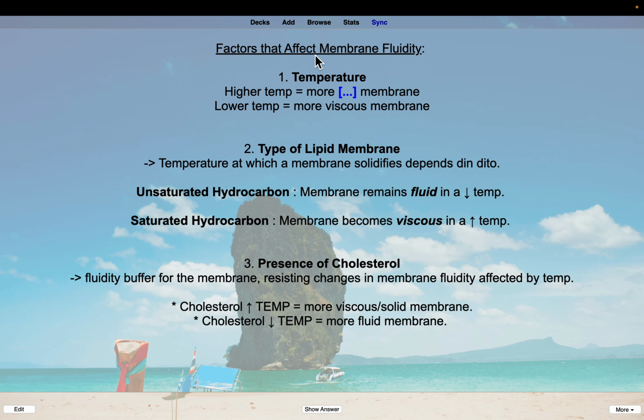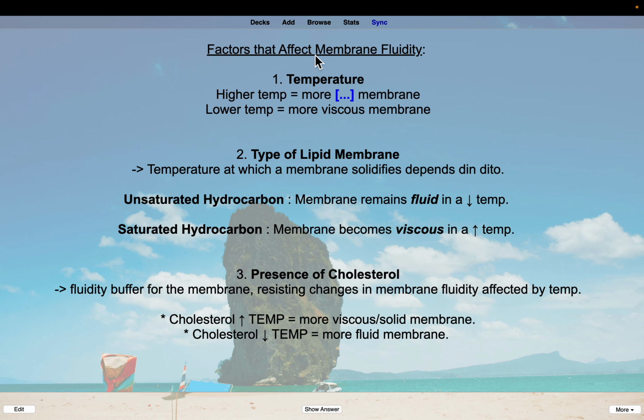Factors that affect membrane fluidity, we have three. First is temperature. The higher the temperature, the more fluid the membrane is. The lower the temperature, the more viscous the membrane is. And number two, the type of the lipid. The temperature at which a membrane solidifies also depends on it, so how fluid it is.